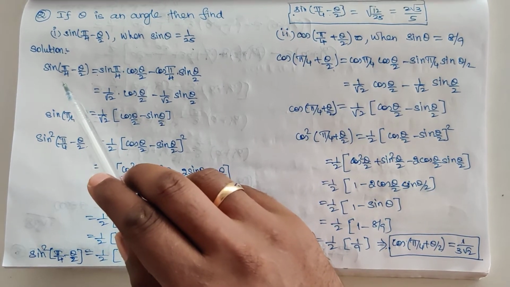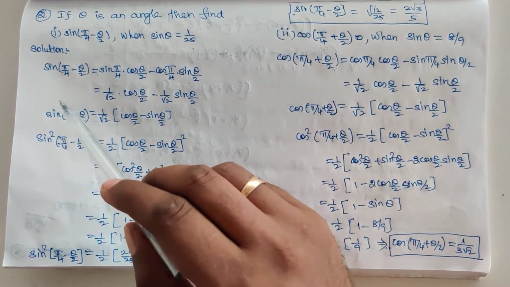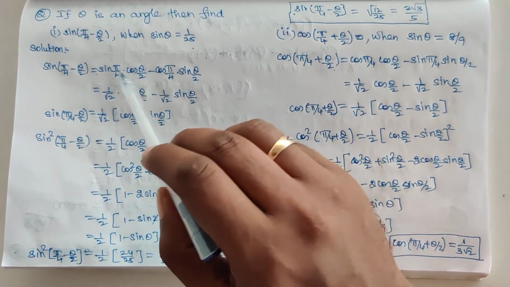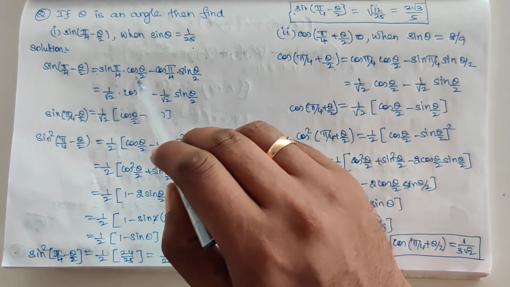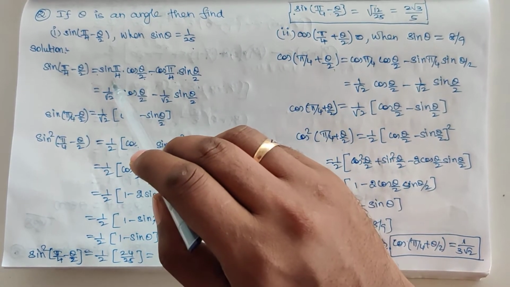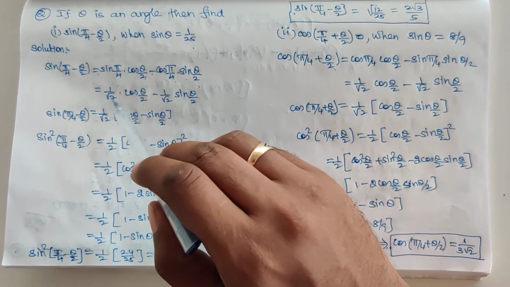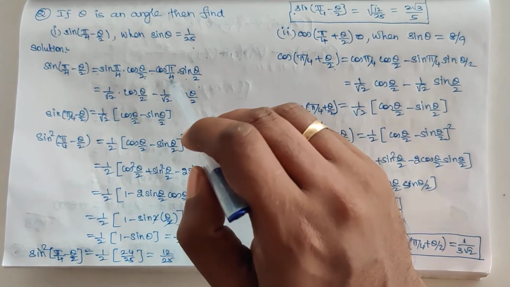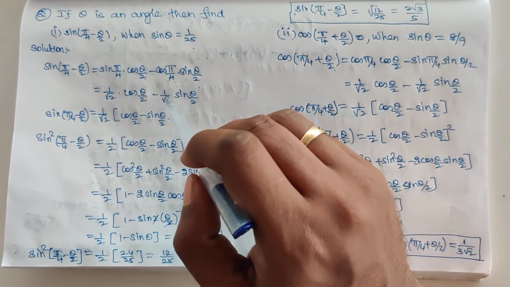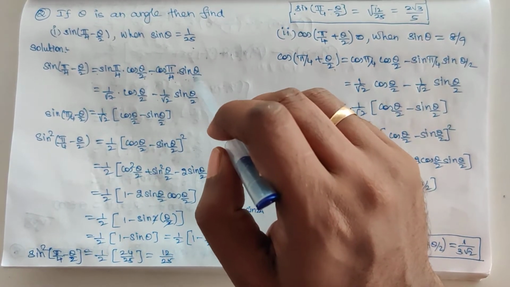So this is in the form of what? Sine A minus B. Sine A minus B, that is equal to what? Sine A cos B minus cos A sin B. So sine pi by 4 cos theta by 2 minus cos pi by 4 sin theta by 2. So sine pi by 4, that is 1 by root 2, cos theta by 2 minus cos pi by 4. Pi by 4 means what? 45 degree. Cos 45, that is 1 by root 2, sin theta by 2.